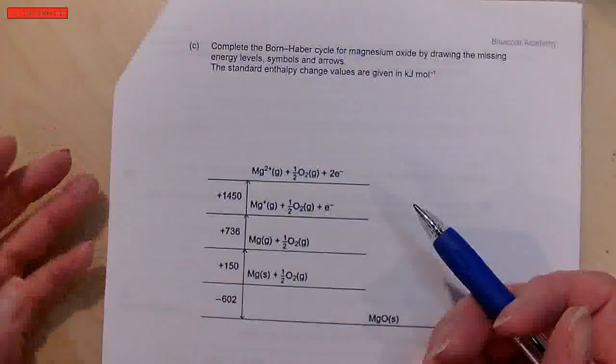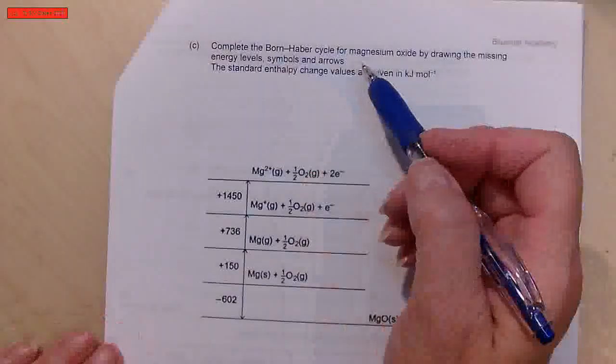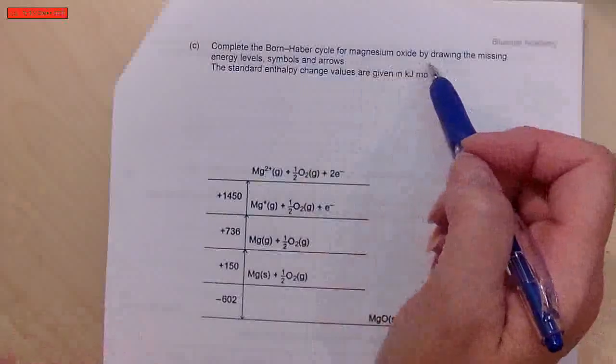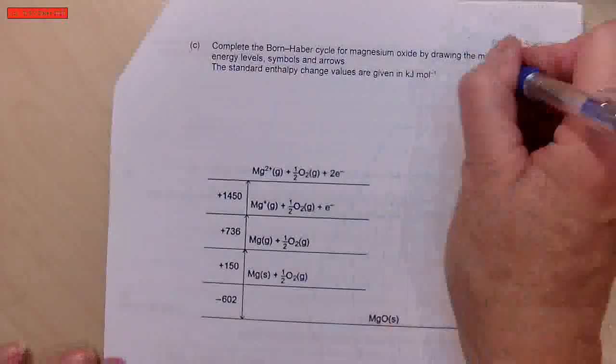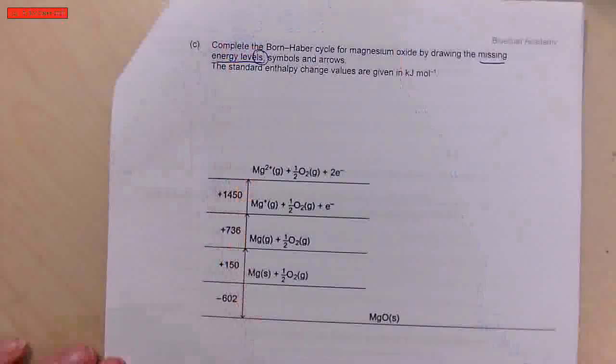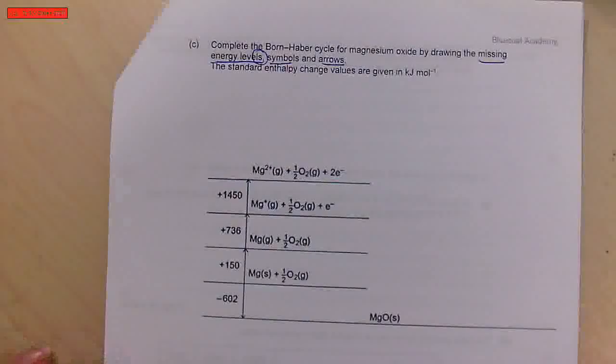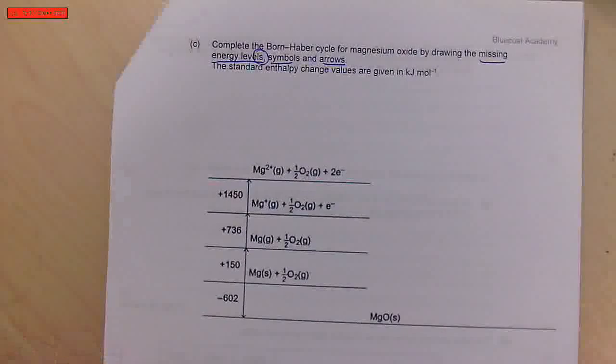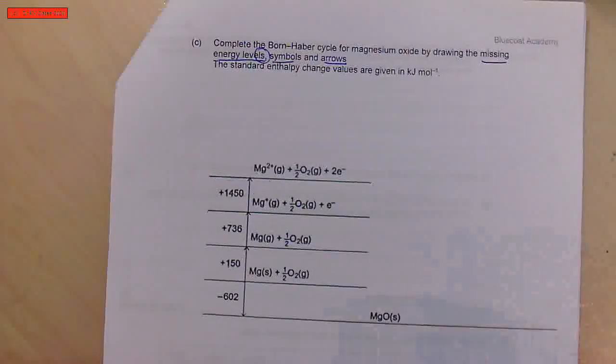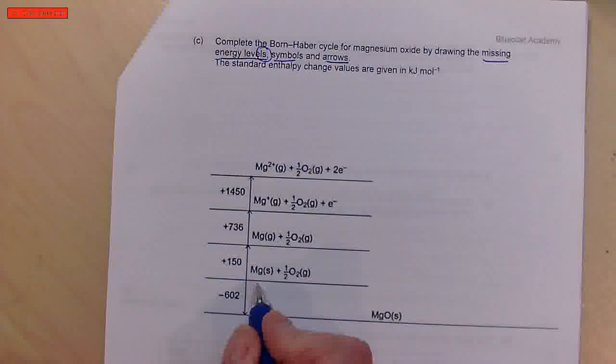So we do need to look at this. We need to see what's happening here, and actually we need to work it through our brains. So complete the Born-Haber cycle for mag oxide by drawing the missing energy levels. Look, levels is a few. You have to put the symbols and you have to put the arrows. So I'm going to look at this and I'm going to see what's happening.